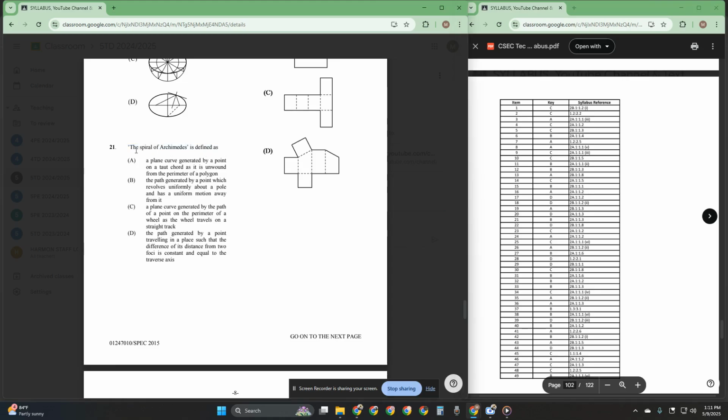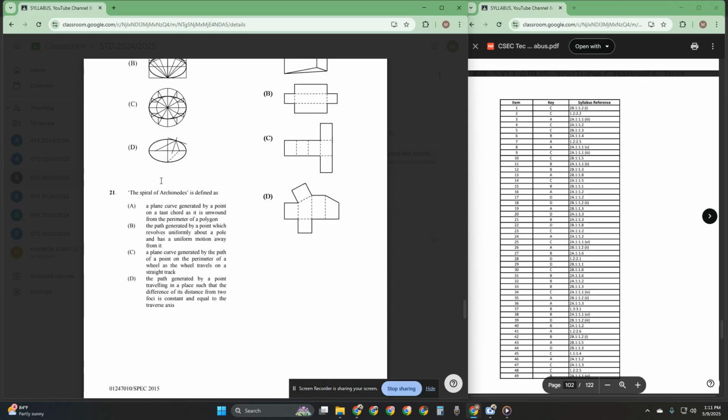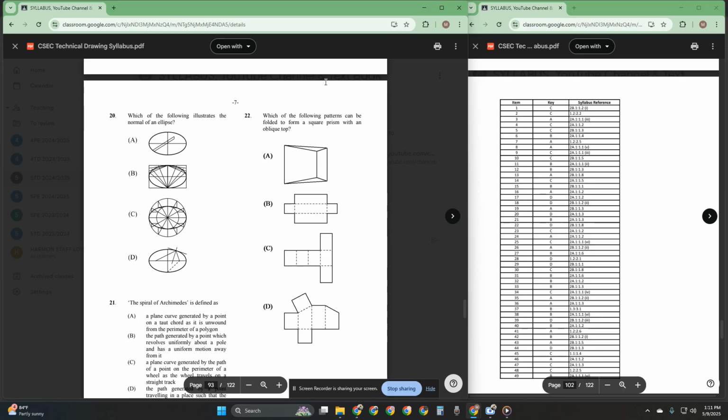The question was the spiral of Archimedes. Number 21, they say it is B. The path generated by a point which revolves uniformly about a pole and has a uniform motion away from it. So it's kind of like a spiral. And B makes the most sense to me. 21B.